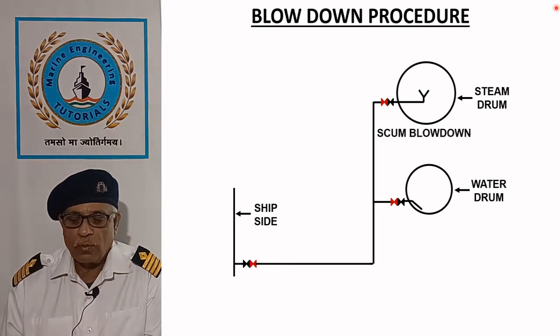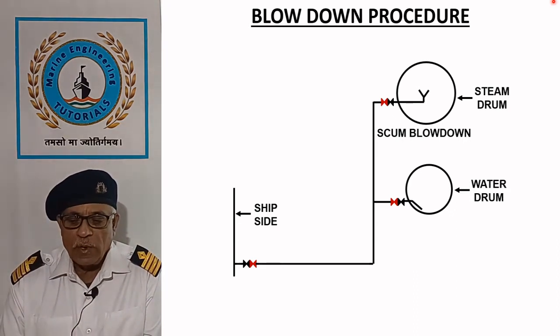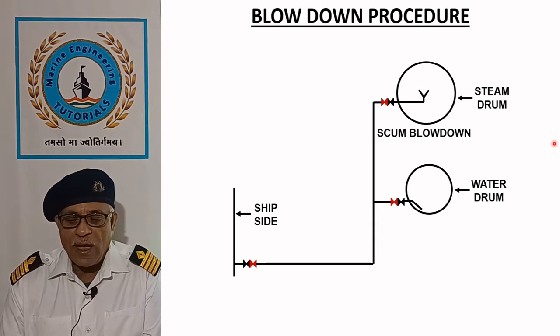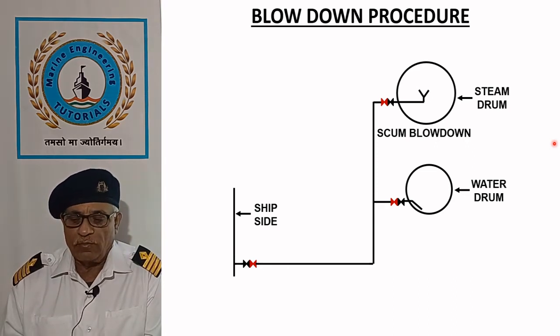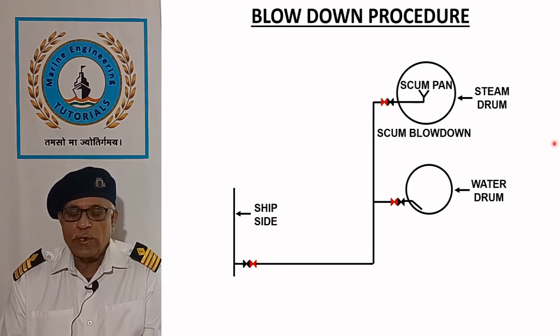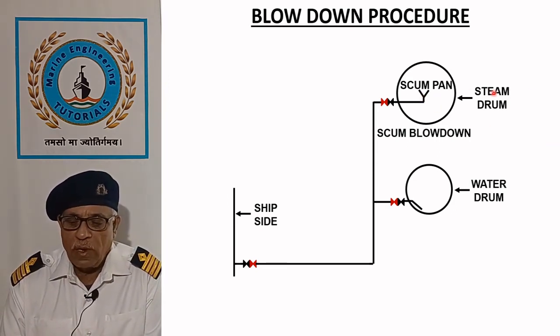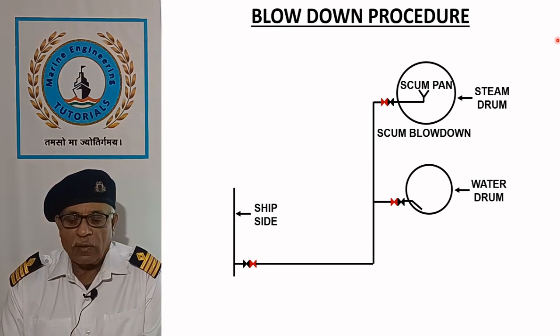Scum blowdown. Accidental entry of oil into the boiler drum is removed through scum blowdown. Liquid coagulant is added to the water, which helps to coagulate the oil and prevents its spread. To remove the floating scum, a scum pan is attached to the scum valve at the normal water level.